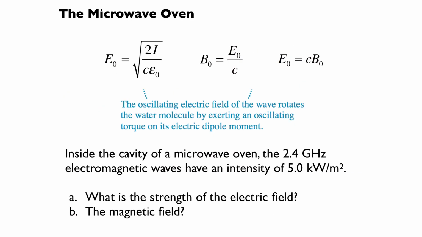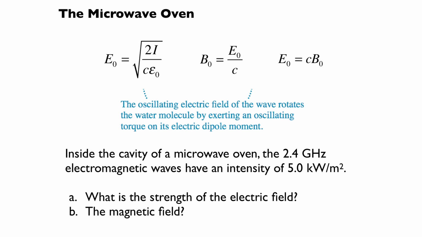So here's the kind of question we'll consider. Inside the cavity of a microwave oven, the 2.4 gigahertz electromagnetic waves have an intensity of 5 kilowatts per square meter. Two questions. One, what is the strength of the electric field? And two, how about the magnetic field?